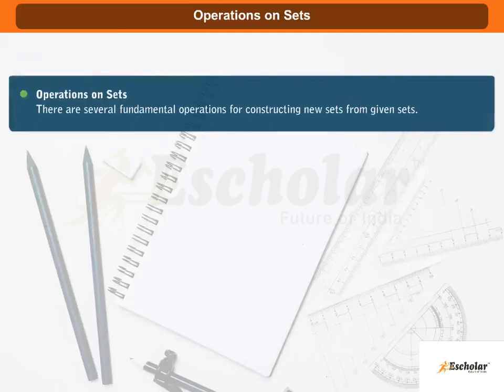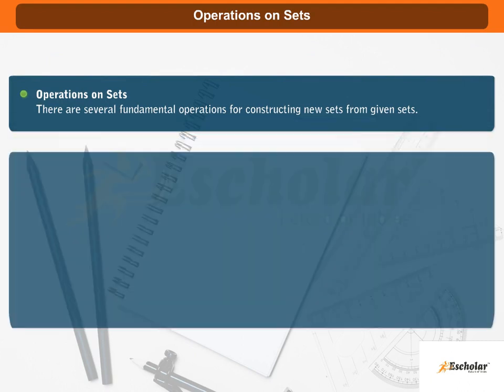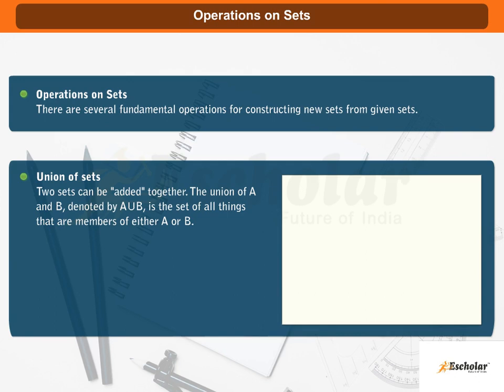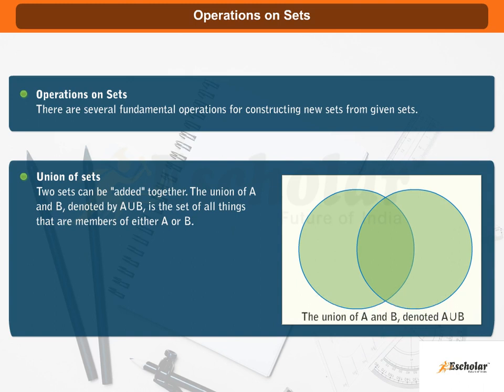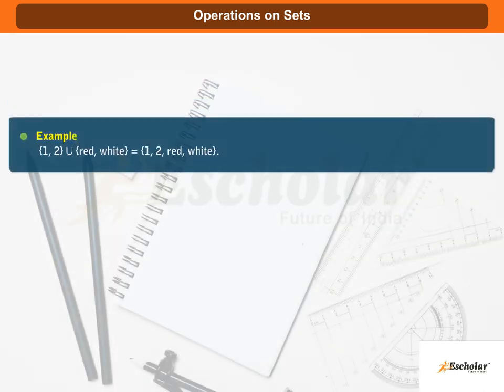Operations on sets. There are several fundamental operations for constructing new sets from given sets. The first operation is the union of sets. Two sets can be added together. The union of A and B, denoted by the symbol, is the set of all things that are members of either A or B. Look at the examples.